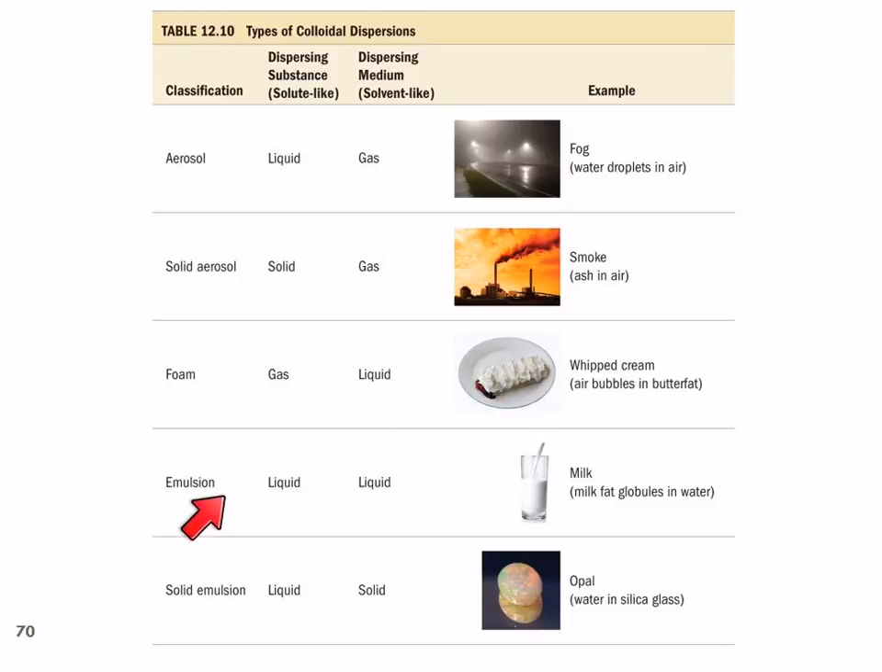An emulsion is two liquids. So we know that fat does not dissolve in water, right? But if you get processed milk, it's been homogenized. It's been treated so that the fat in the milk forms an emulsion and doesn't just rise to the top all the time, but it stays suspended. A solid emulsion is going to be a liquid dispersed in a solid. Opals are actually water that is dispersed within silica glass.